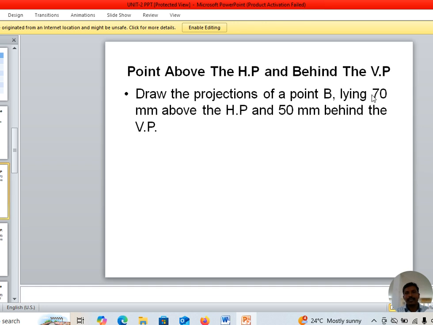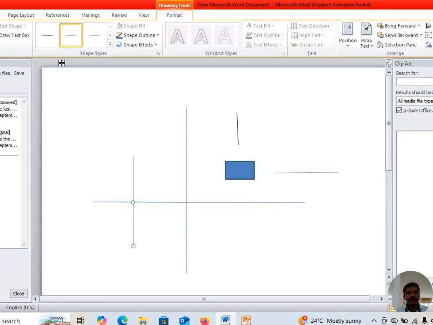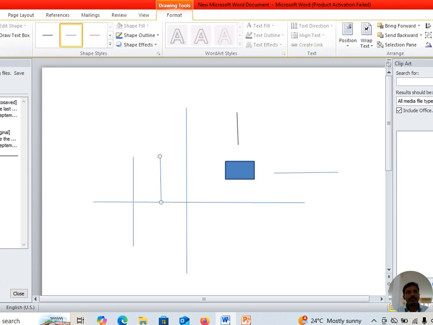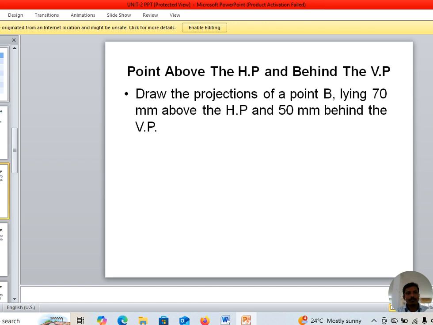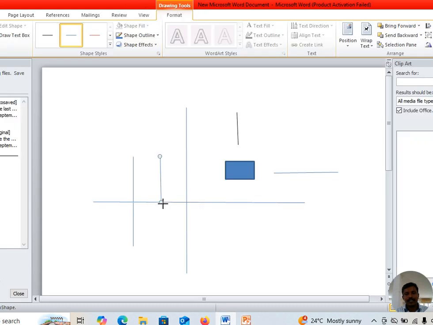The condition is point B lying 70 mm above the HP and 50 mm behind the VP. 70 mm above the HP means drawing in the upward direction, and behind means drawing in the upward direction as well. I am drawing a 50 mm line and a 70 mm line, both in the upward direction.